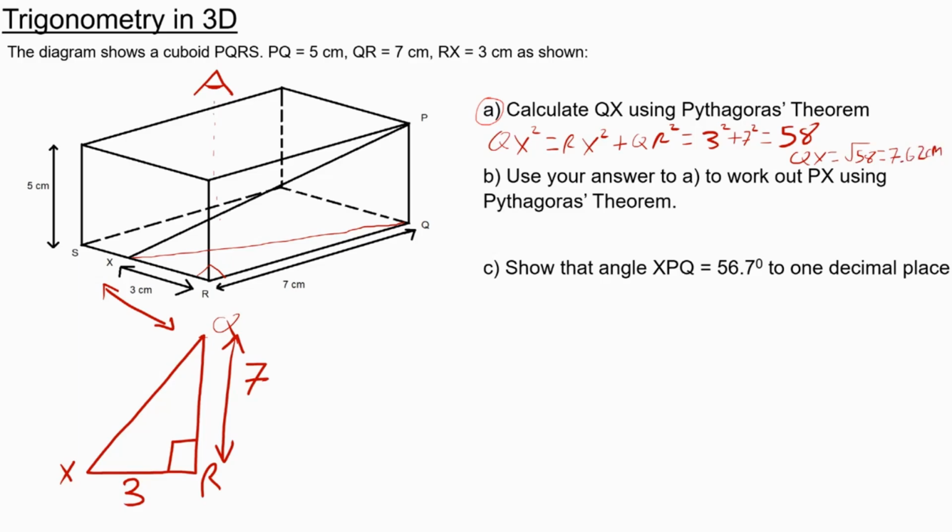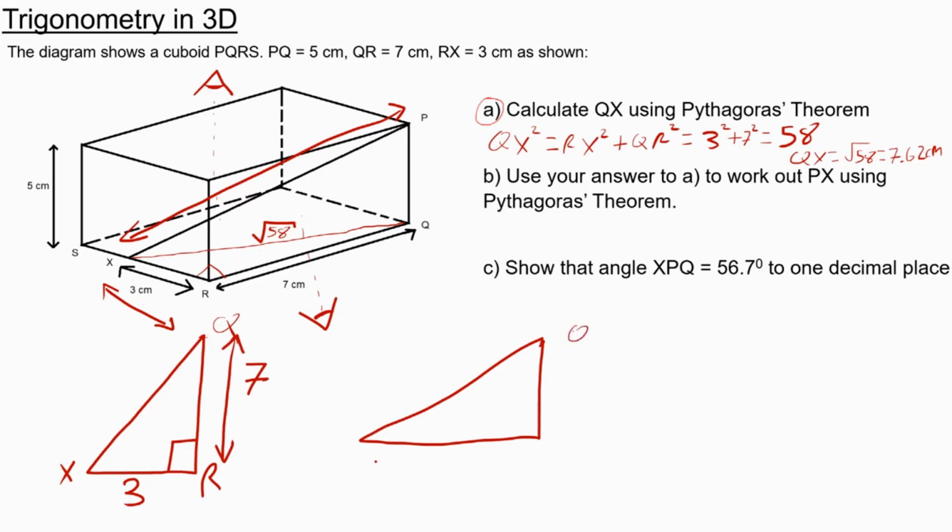And then we want to use our answer to part A to work out PX using Pythagoras' theorem. So we know now that QX is root 58, approximately 7.62, but if we now want to work out PX, I can imagine looking at the cuboid from the side here, so that I can see the right angle triangle PQX, so P to Q to X, and we can write in what we know. So this is P, Q, and X. We know that QX is root 58, so we have root 58. We know that PQ is 5 centimeters, and we want to find PX.